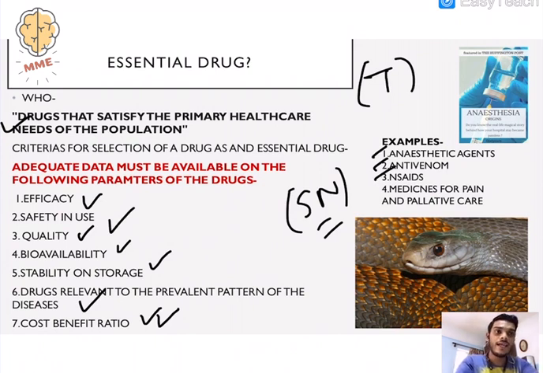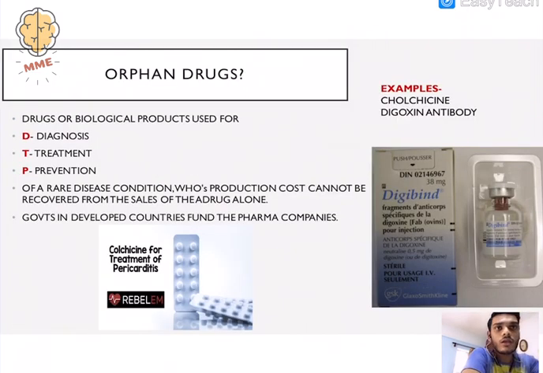Then we have NSAIDs, which stands for non-steroidal anti-inflammatory drugs. Then we have the medicines for pain and palliative care. Okay, so these are the essential drugs, and I hope you've understood the concept of essential drugs. Okay. So what exactly are orphan drugs? Orphan drugs is another very interesting concept.